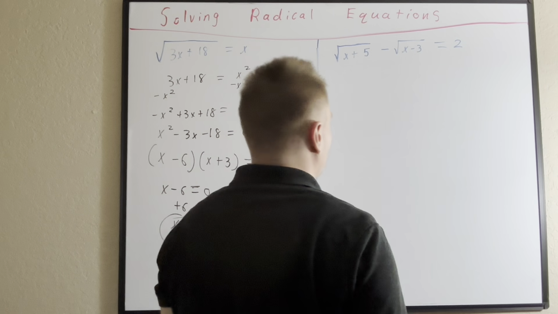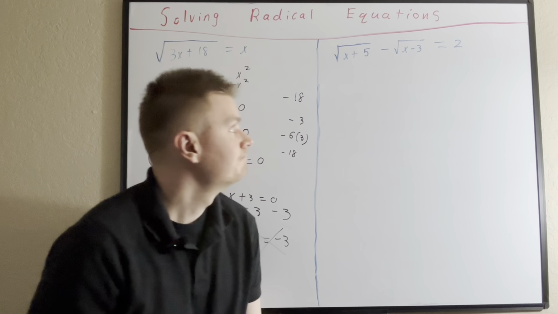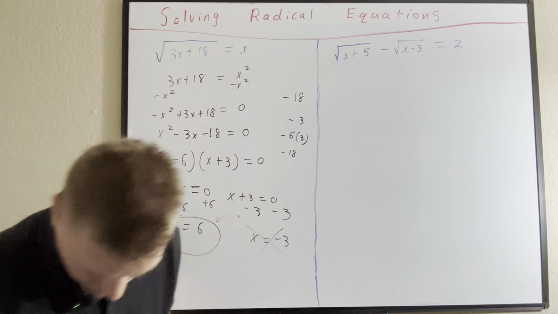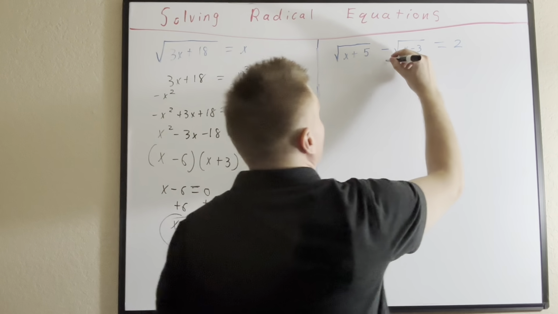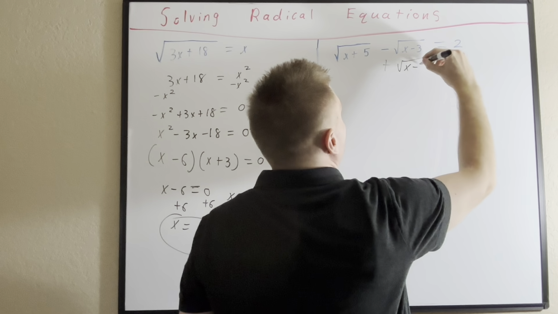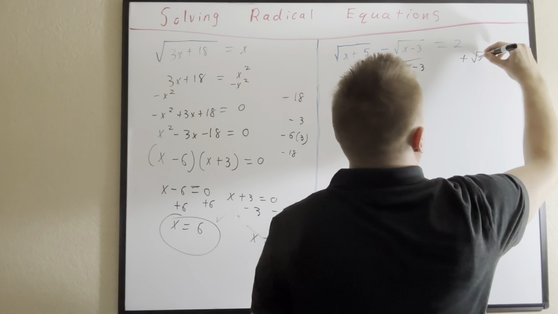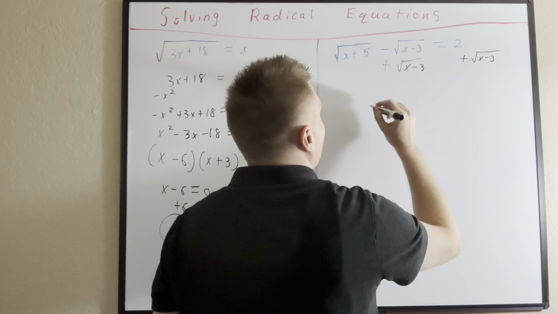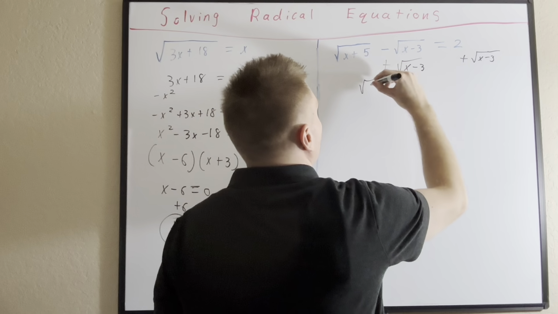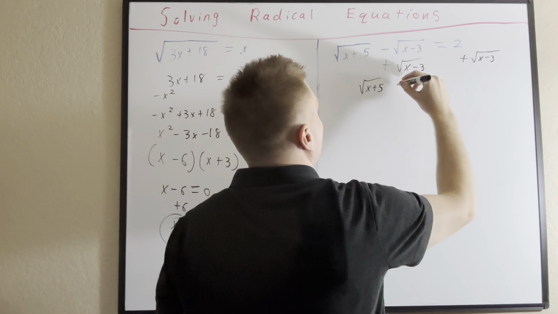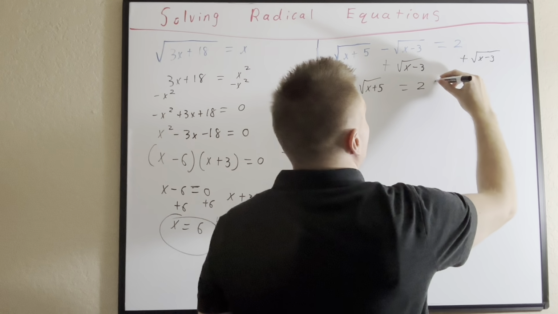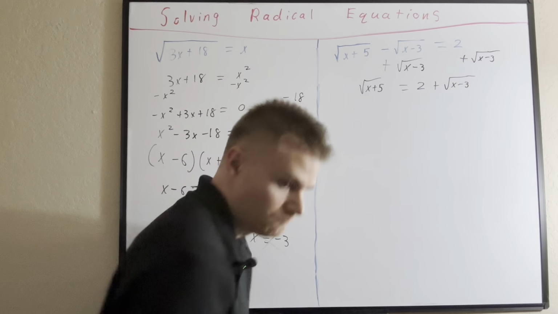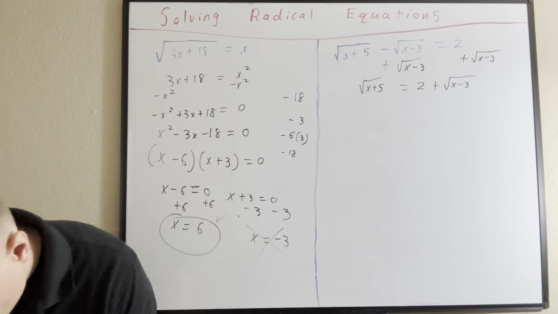So what do we do? Good question. We should add one of these radicals to both sides to separate them. We got square root of x plus 5 over here equals 2 plus square root of x minus 3 over here. Okay. Now what do we do?